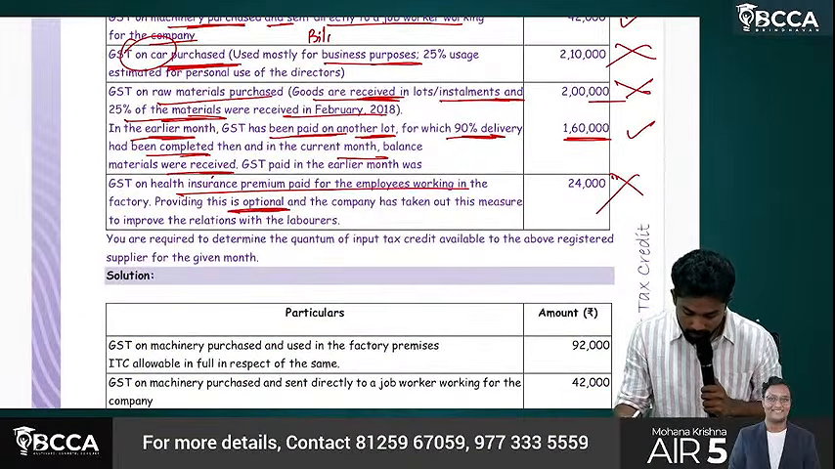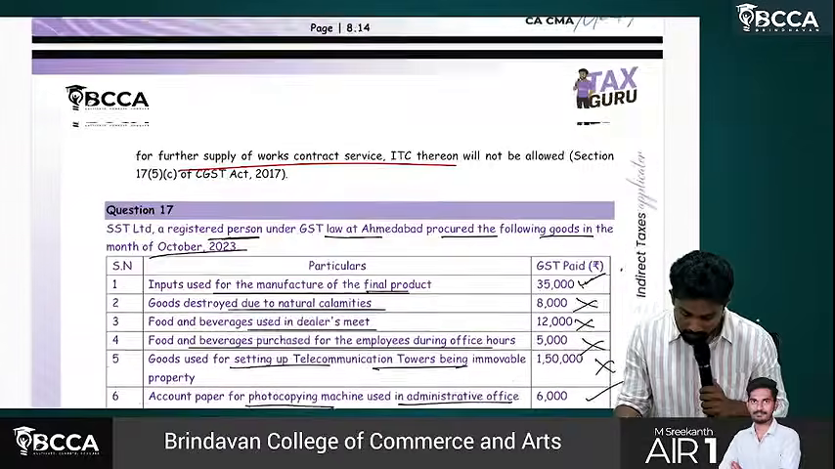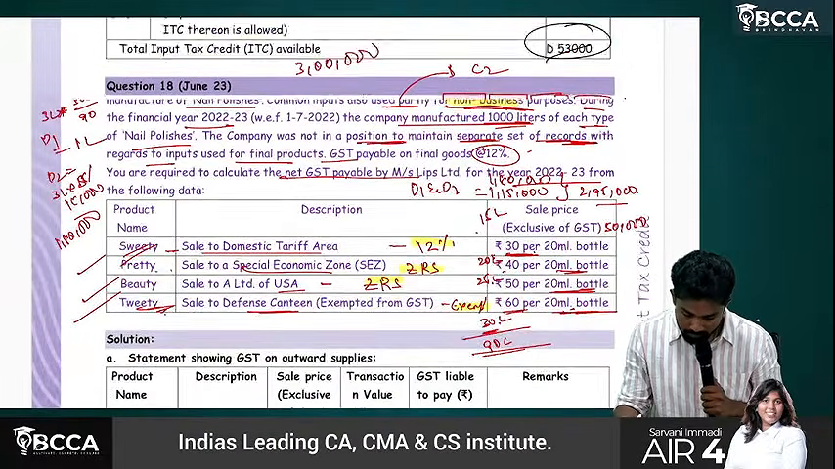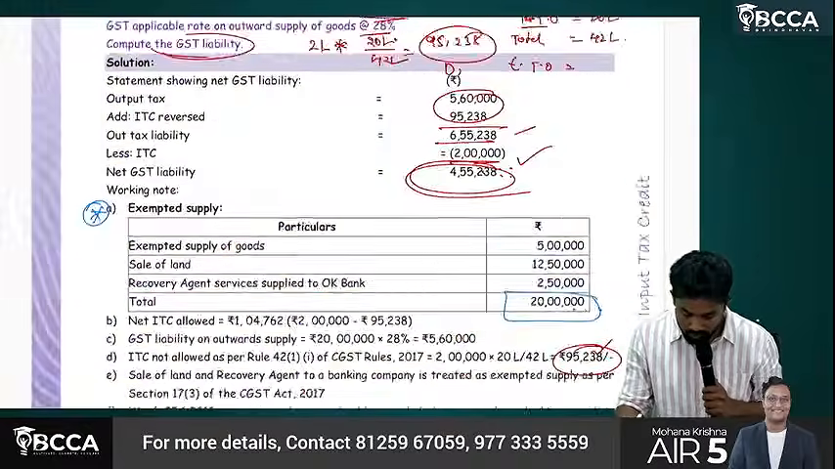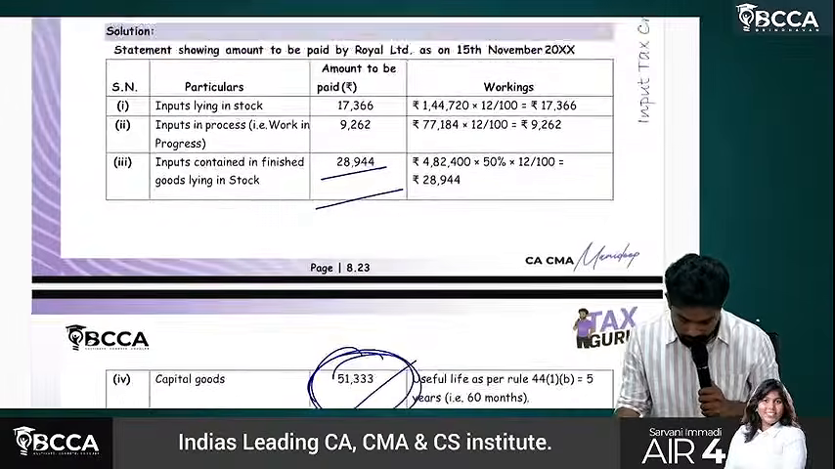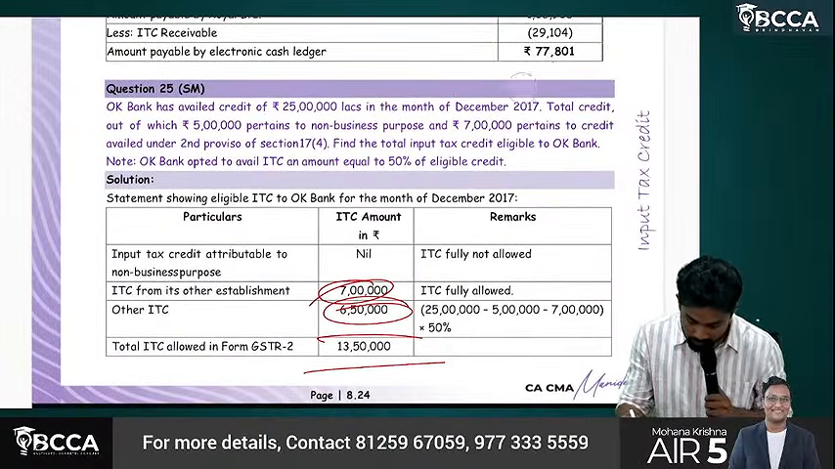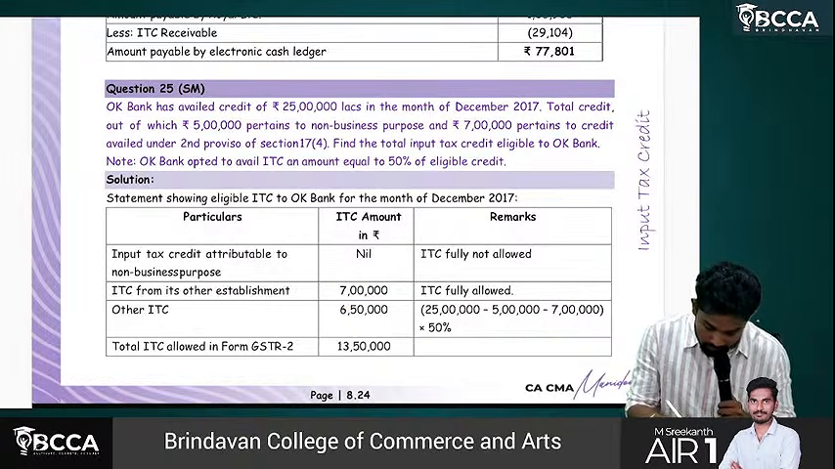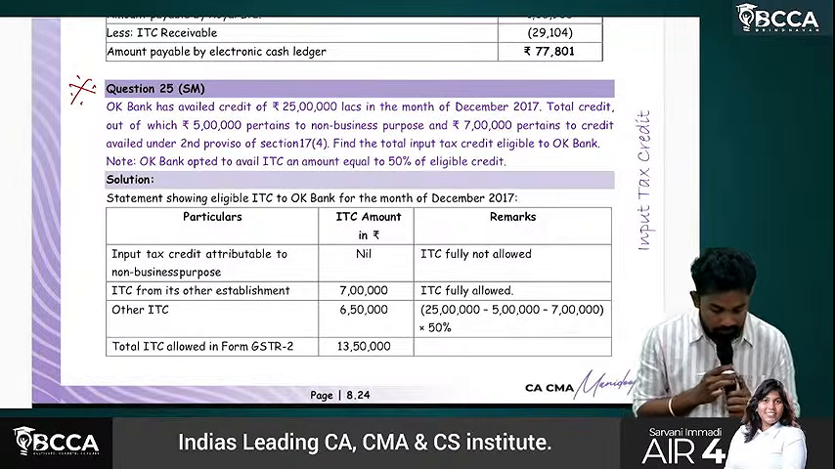So all these are like blocked credits only, sir. You can do it simply also. Then these are like Rule 42, Rule 43, so that we have not yet covered the concepts. Then come to question number 25, sir.